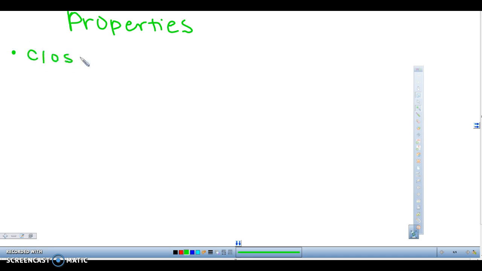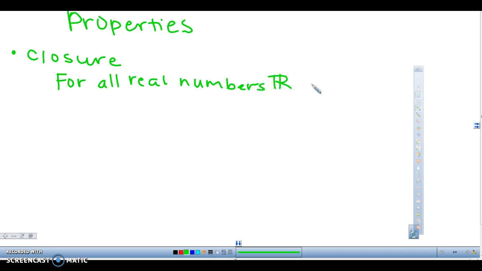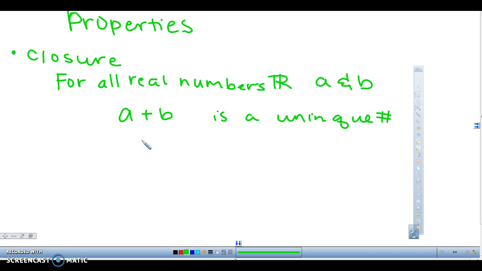So the first one we're going to start off with is the closure property. The closure property is pretty easy. It says for all real numbers, which from now on I will abbreviate as the double R, that's all real numbers. So for all real numbers, A and B, A plus B is a unique number, and A times B is a unique number.